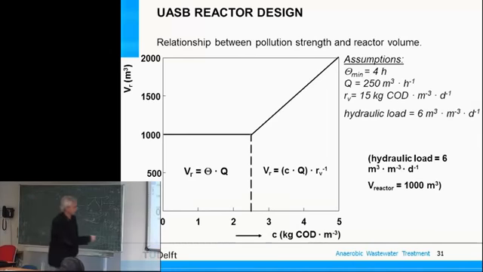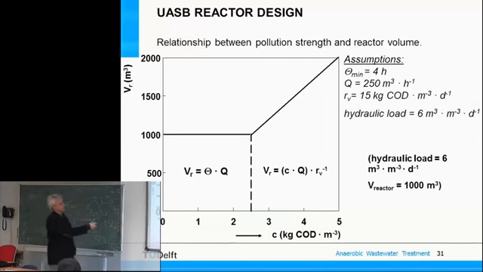Now, if you start at this point, for instance, we have a wastewater with 5 kilograms of COD per cubic meter. Let's say a beer brewer. Beer brewing wastewater is more or less 4 or 5. Now, we have some assumptions. Based on pilot studies, we know that the maximum loading rate is about 15 kilograms COD per cubic meter per day.